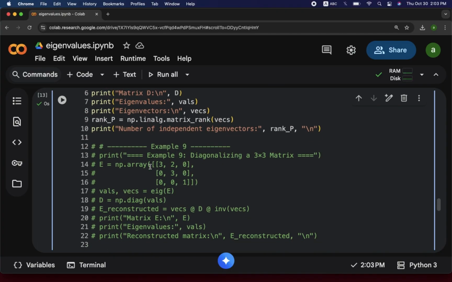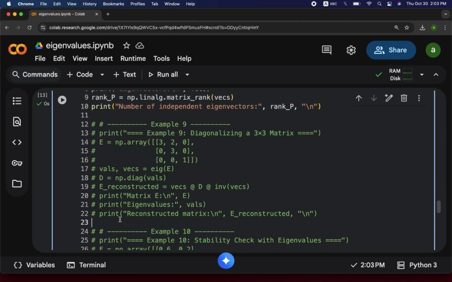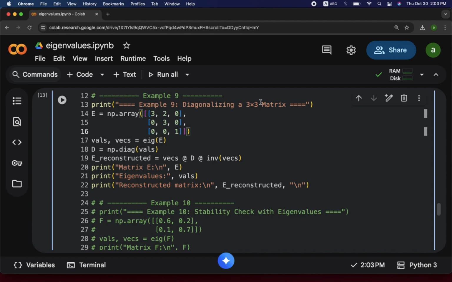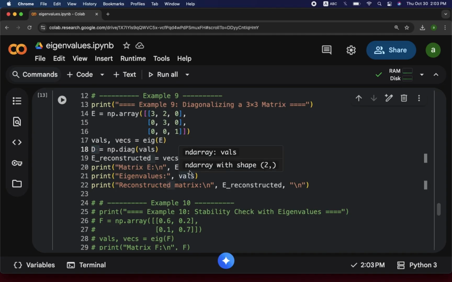Now, let's look at example 9. And here we are diagonalizing a 3 by 3 matrix this time. This is matrix E. And then we use the eig function. And then we diagonalize our eigenvalues and write this as matrix D. And then again we are verifying our relationship.